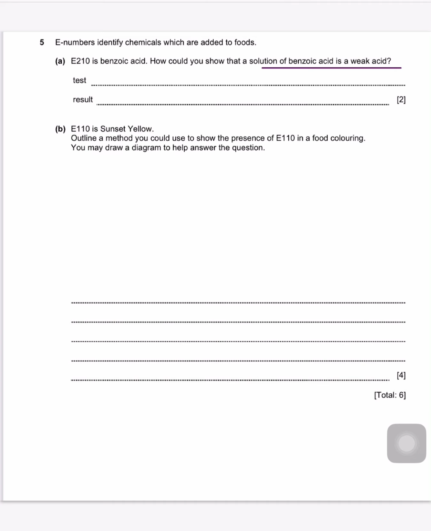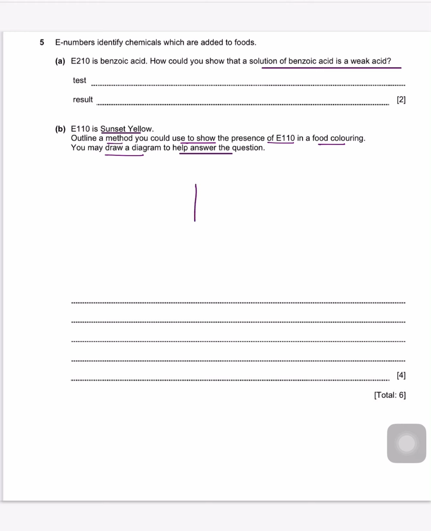And then they are saying E110 is sunset yellow, some dye. Outline a method you use to show the presence of E110 in a food color. You may draw a diagram to help answer the question. Sometimes the students say to me that the examiner is saying that you may, so it is not compulsory to draw the diagram. But please be careful, whenever the examiner says you may draw the diagram, or if there is some space for the diagram, you have to draw the diagram.